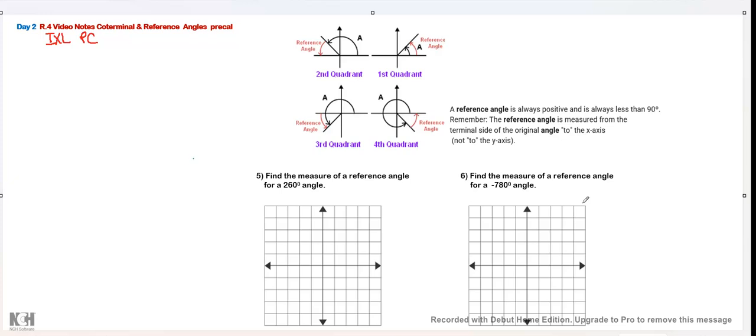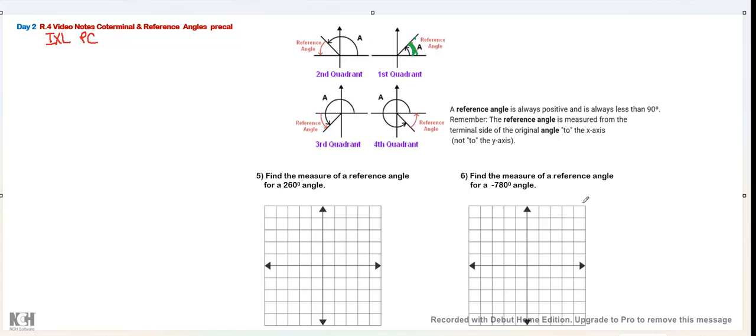All right, for the next examples, we're going to be figuring out how to find the reference angle. And what that is, a reference angle is always positive, and it is always less than 90 degrees. So we need to know what quadrant the angle terminates in. All right, so if you're right here in the first quadrant and you have an angle that looks like this, this section right here is the reference angle. We want to know how far it is to get back to the x-axis. We only care about this angle right there.